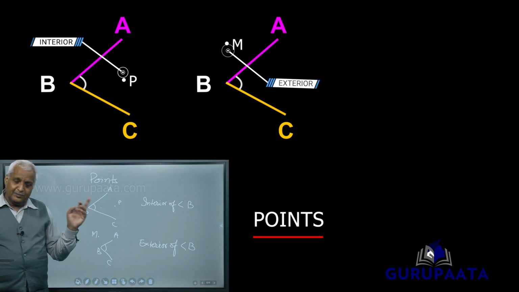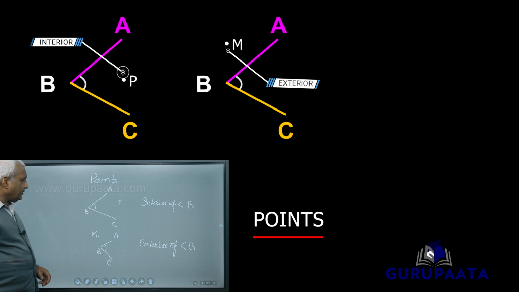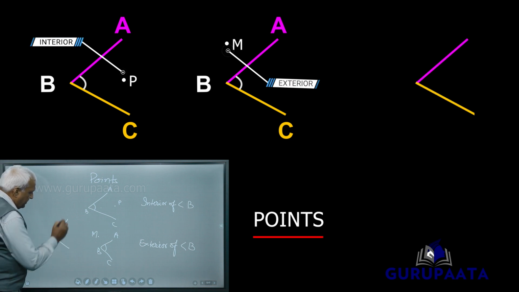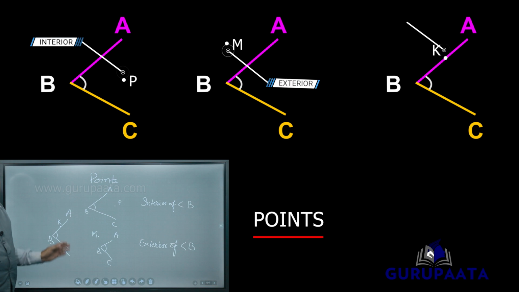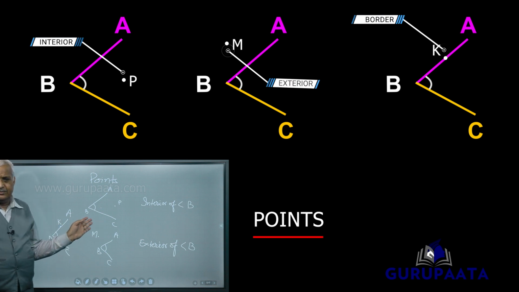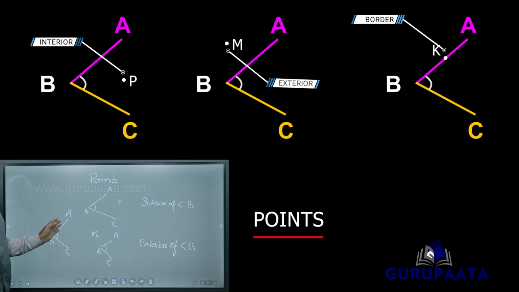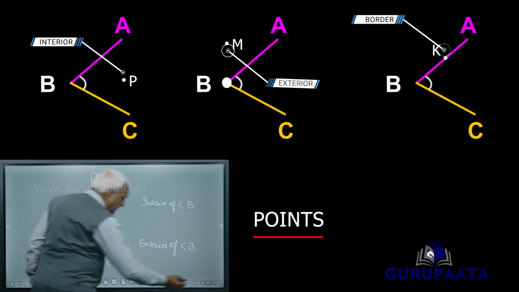You understood? We have seen in the figure also, point interior to a figure, point exterior to a figure and on the border also. Same way, here on the border also we can have, we will show one, A, B, C. So, here point K is on the border of the angle. It is on the arm of the angle, on the side of the angle. We will see next.